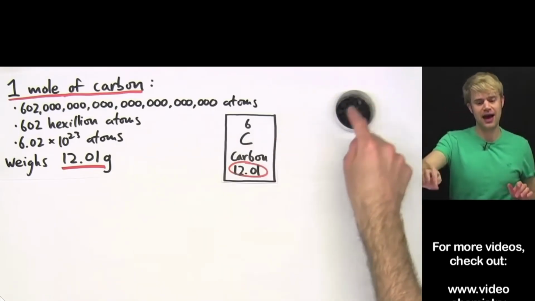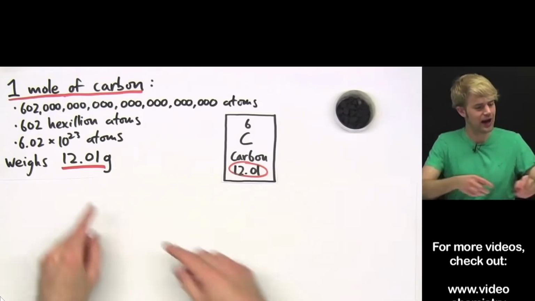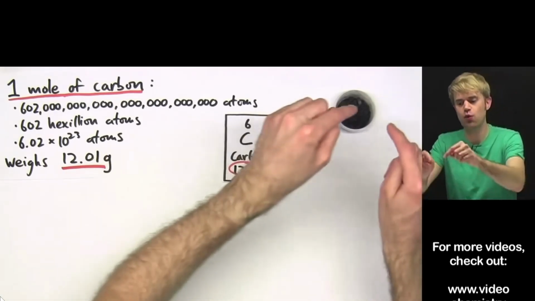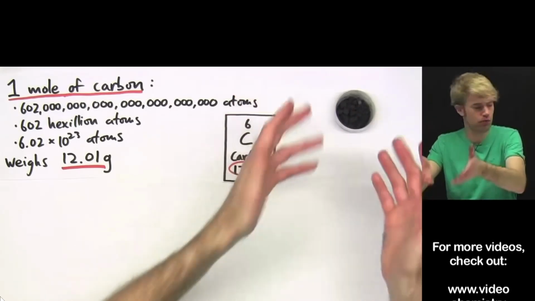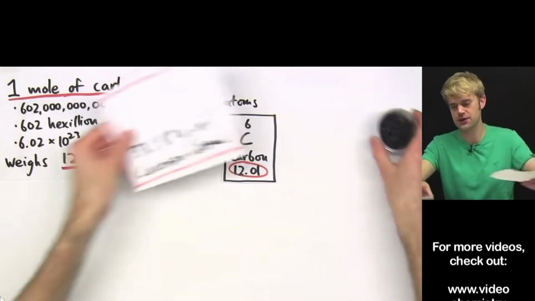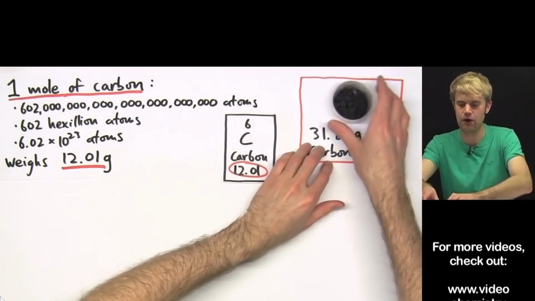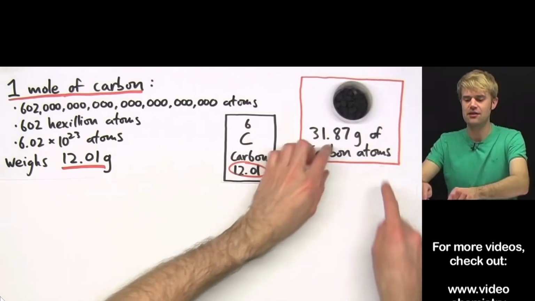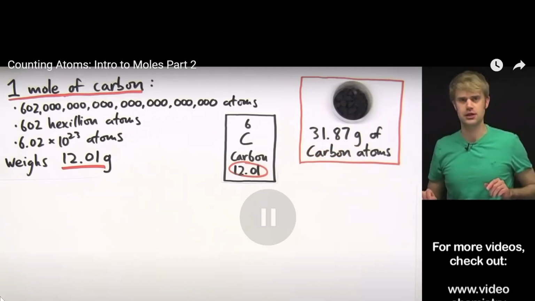In order to figure that out, we can do some weighing, all right? I know that 1 mole weighs 12.01 grams, so let's weigh this and figure out how many total moles we have in here. I put this on the scale and find out that there are 31.87 grams of carbon atoms in here.